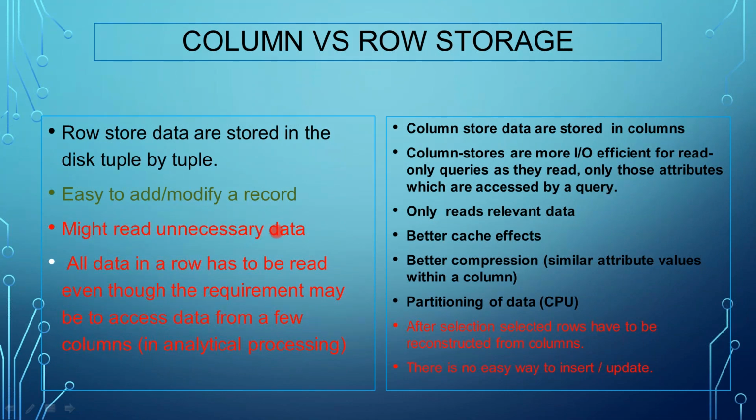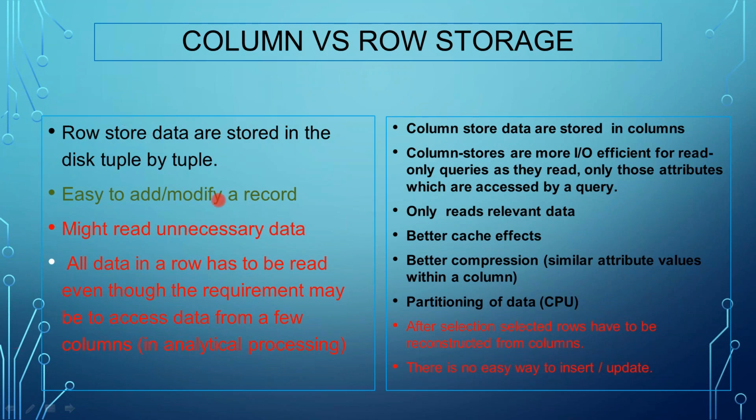So it might read unnecessary data. All data in the rows has to be read, even though the requirement may be to access data from only a few columns in analytical processing. Okay, so I want only the first column and the last column. For example, I have 5 columns: first is your plant, then storage location, then material group, then material, then your quantity. But I want only plant and the quantity to be read, plant-wise total quantities, and in between I don't want to read any data.